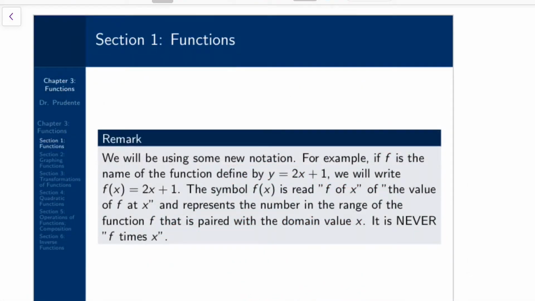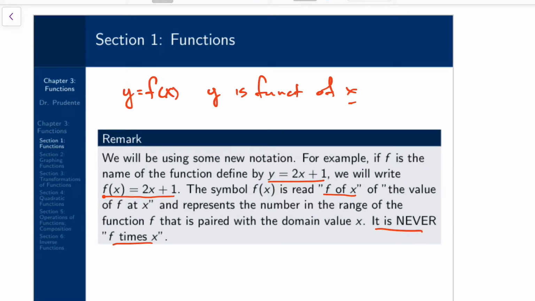One thing we want to talk about is what this notation means. Typically when we have a function, we write y equals f of x, and that's just to signify that y is a function of x. But I think one of the problems is people give too much power to x. When we write f of x equals 2x plus 1, for example, we want to read that as f of x, never f times x. It's never f times x.